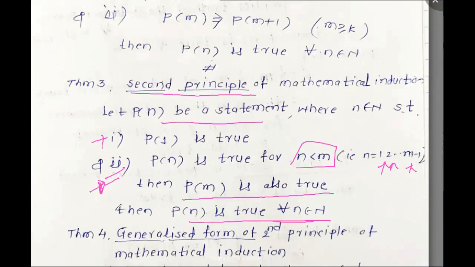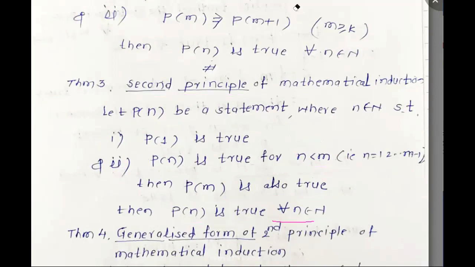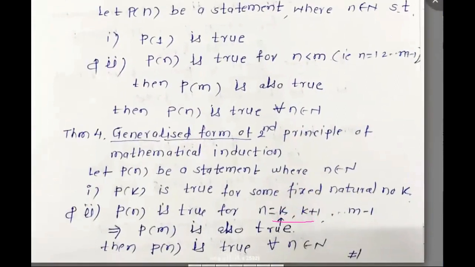So this is the second principle of mathematical induction, in which if P(n) is true for all natural numbers less than m, then P(m) is also true. This is the second condition. The first condition is the same. Now we write the last form of the principle of mathematical induction, the generalized form of the second principle.